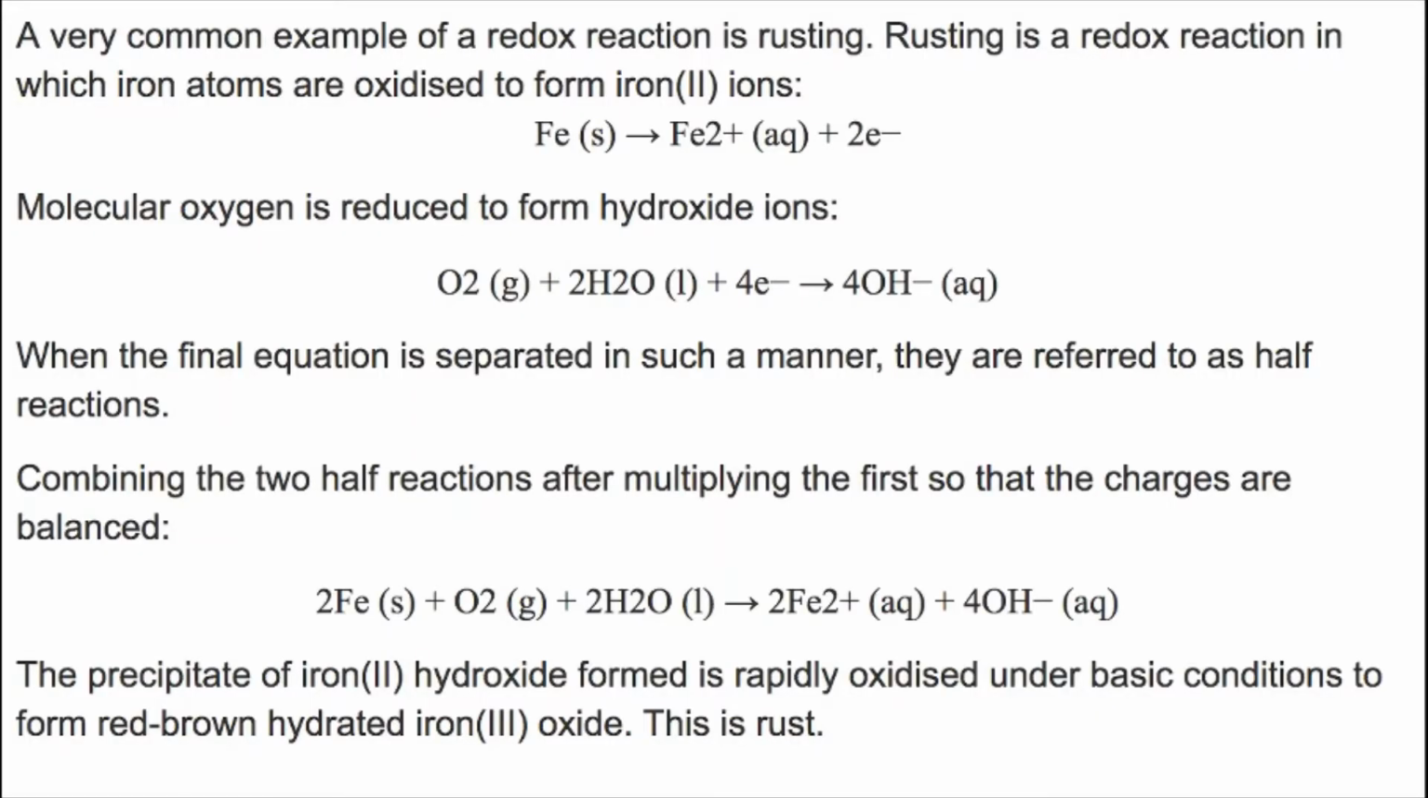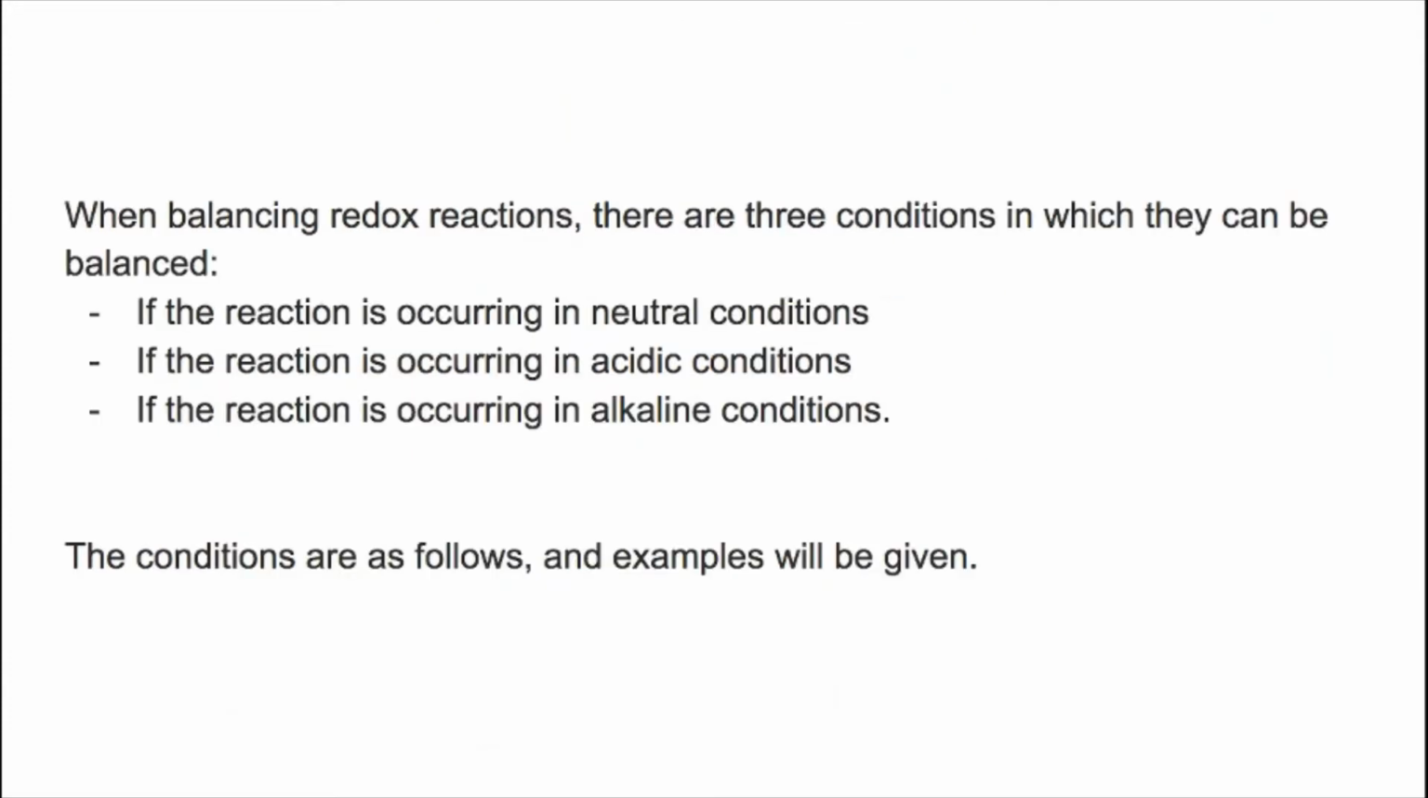A very common example of a redox reaction is rusting, where molecular oxygen is reduced to form hydroxide ions. When the final equation is separated, again, there are half reactions as seen before. Combining the two half reactions after multiplying the first so that the charges are balanced gives this equation. And the precipitate of iron 2 hydroxide formed is rapidly oxidized under basic conditions to form essentially rust.